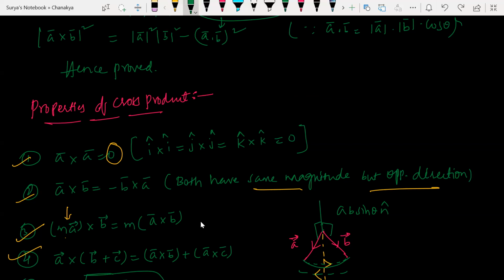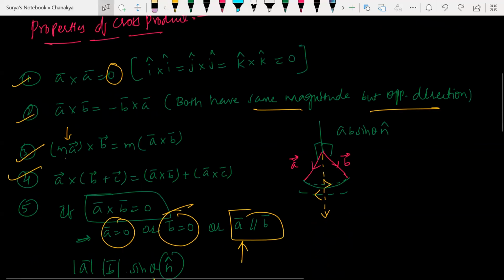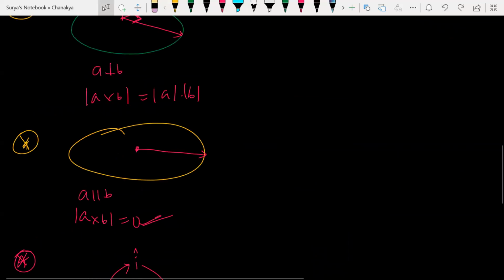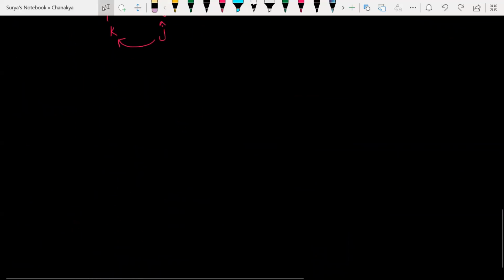Very simple. In the dot product, it used to be 1. A dot A, I dot I is equal to 1. But I cross I is equal to 0.